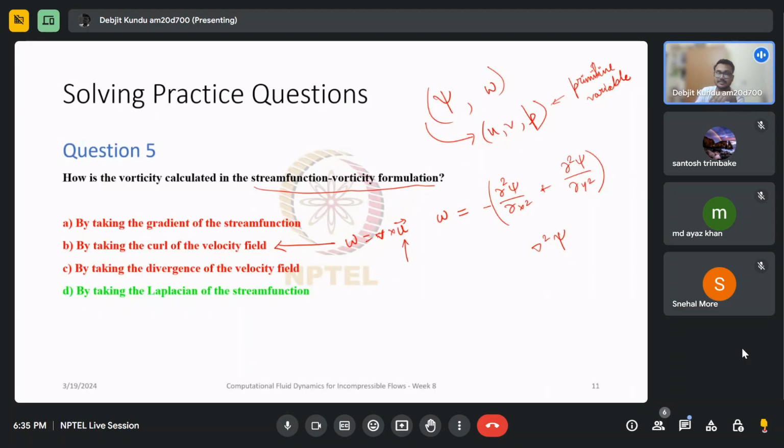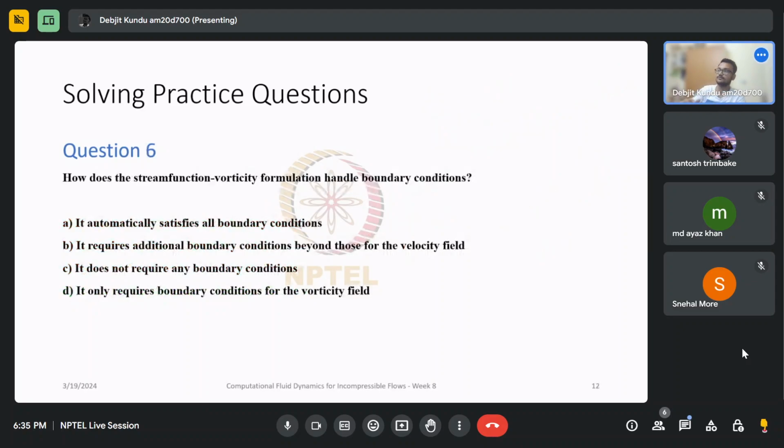Anyway, any questions on this? It was simple enough. I hope I could make things clear. Anyway, moving along, we'll move on to question number 6.